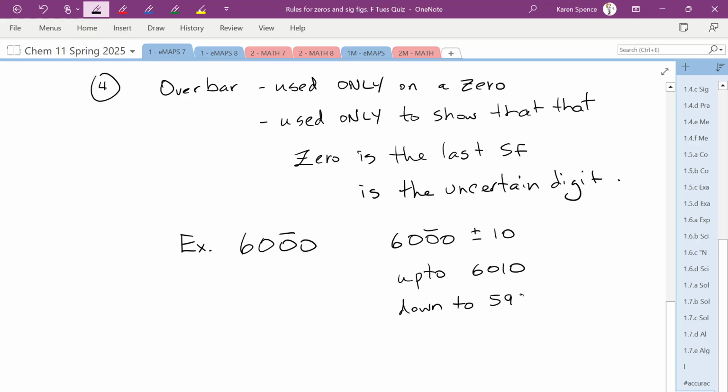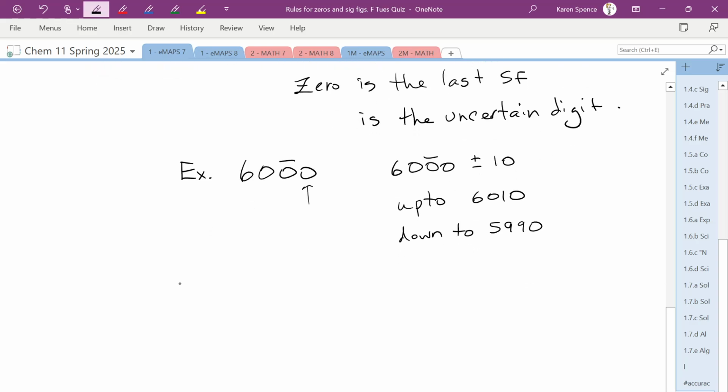I can do math. Sure, I can. So it could be as big as 6,010. It could be as small as 5,990. So this only happens if the measuring device doesn't go up to the ones.